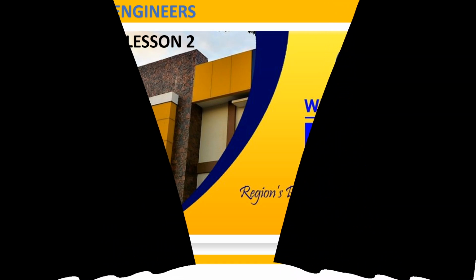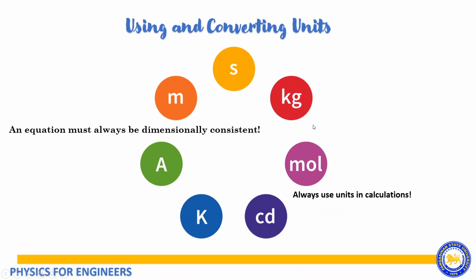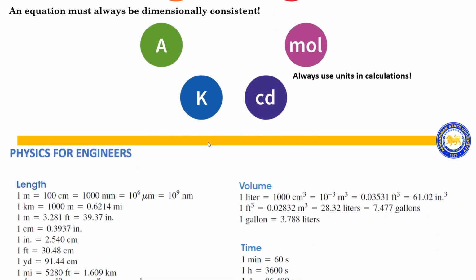Hello guys, in this video I will be discussing Module 1 Lesson 2, which is entitled Conversion of Units. So in solving physics problems, you have to be dimensionally consistent every time you use an equation, and then you have to use your units in calculations. That is the most important thing in solving a problem, okay?